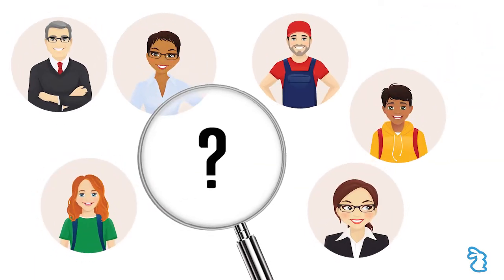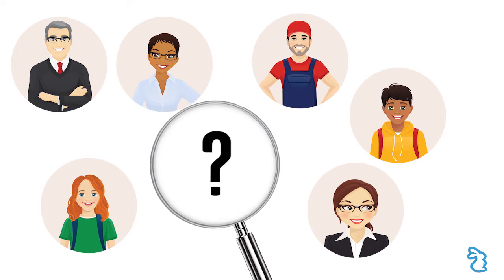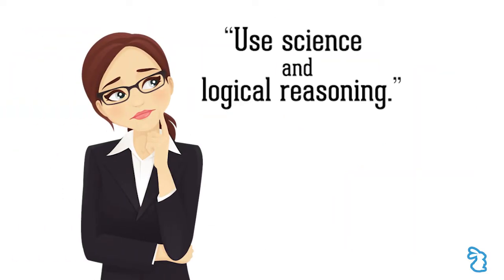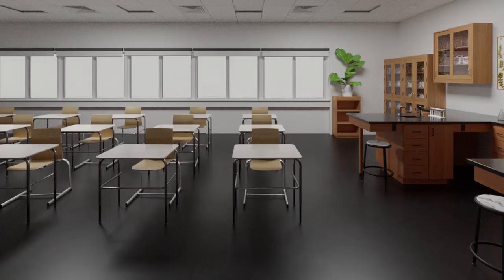You are the student investigator in the Who Took Fluffy case. Take Ms. Dunrow's advice. Use science and logical reasoning to solve this mystery and find Fluffy. Carefully look around the classroom to find any clues, especially footprints, fingerprints, blood drops, or strands of hair.